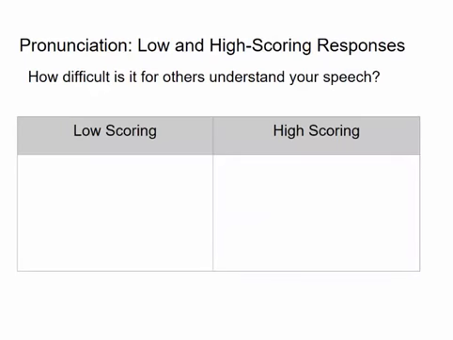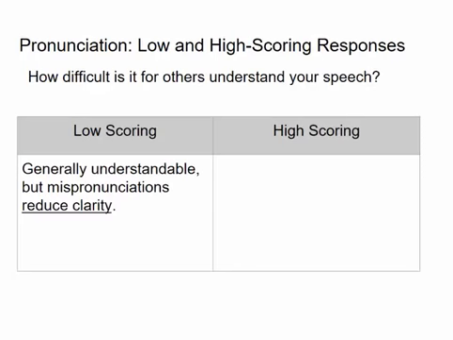All right, let's start with the key things that you need to do in order to get a high band score for pronunciation. Well, the first thing IELTS is interested in looking for with your pronunciation is this question: how difficult is it for others to understand your speech? In other words, does pronunciation get in the way of understanding you? If it does, then you're going to have some problems. If it does not, then you're likely to score quite high in this part of your pronunciation score.